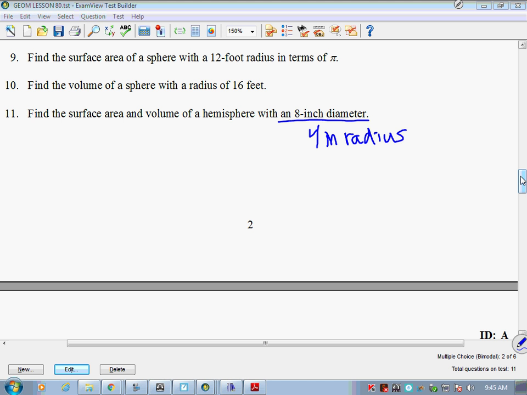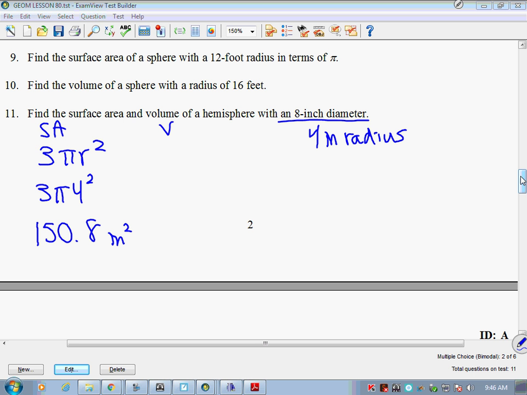Okay. Surface area of a hemisphere is what? 3 pi r squared. So we're going to do 3 pi 4 squared. 4 squared is 16. What's 16 times 3? 48. What's 48 times pi? Okay, so let's call it 150.8. So it's 150.8 inches squared. That's surface area.